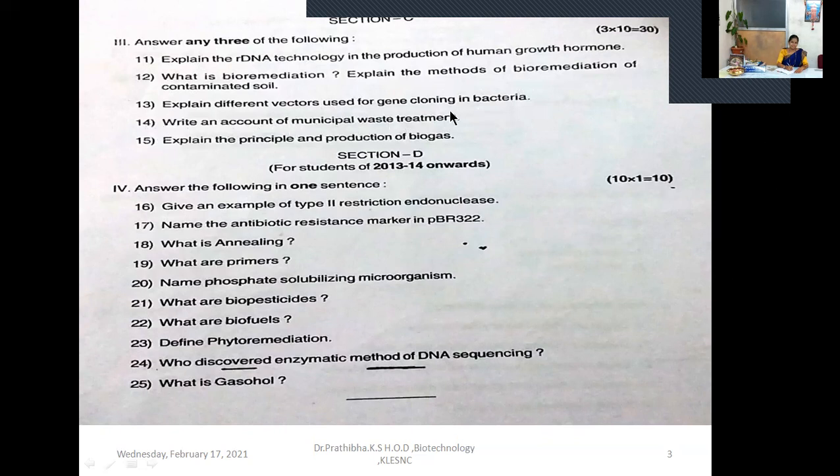This you don't have in your syllabus, so you can exclude this, because during 2013 we had this particular unit, but you don't have it this semester. You can drop this one. Write an account on municipal wastewater treatment, you don't have.